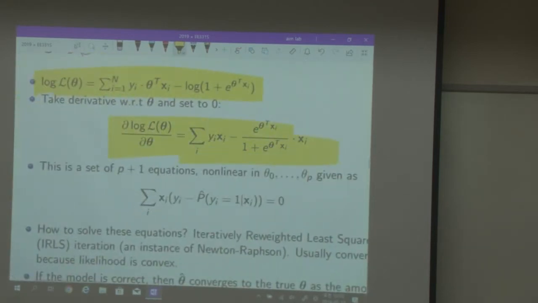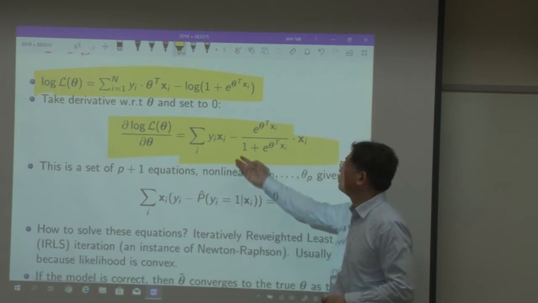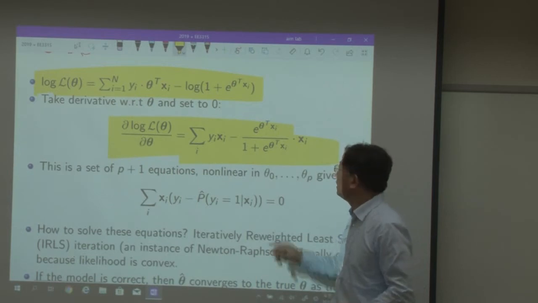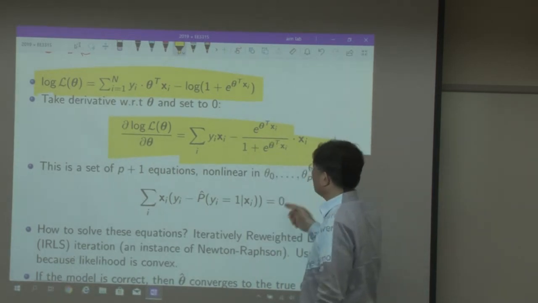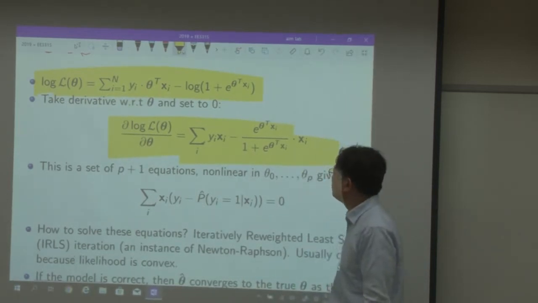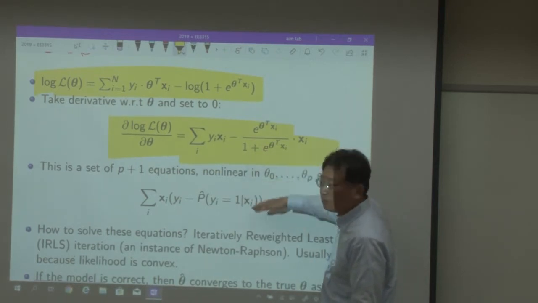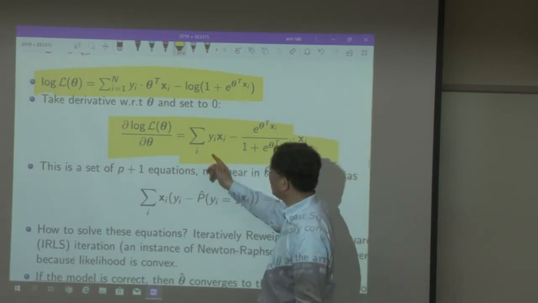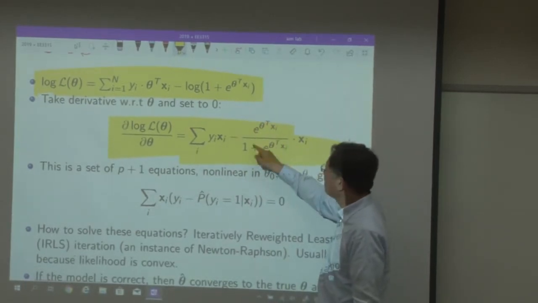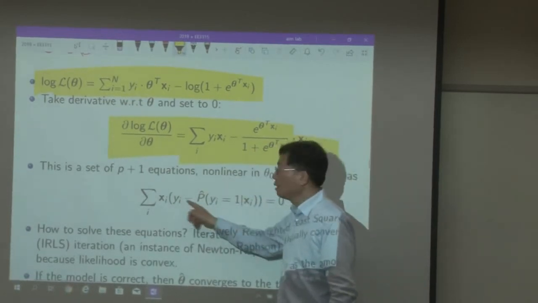Take the derivative, then you get that. Ooh, it's a little ugly. How am I going to put theta and set this equal to 0? Not easy. I can take one more step and say, okay, what is this? What is that? The probability that it's equal to 1. And I could take out xi.